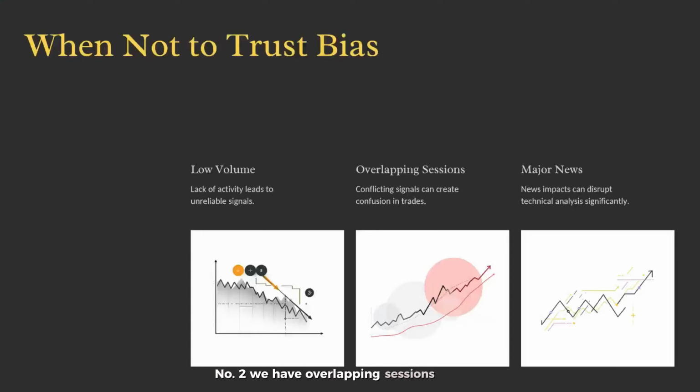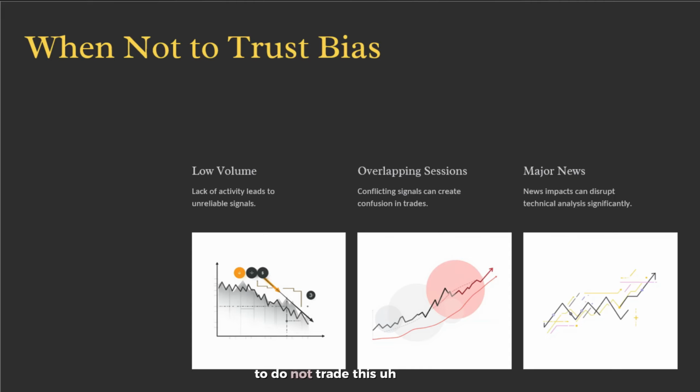Number two, we have overlapping sessions. Conflicting signals can create confusion in trades. Let's say during the transition from the Asian session to the London session, the market is not giving you a clear indication of where it's heading. Do not trade during the overlapping sessions. And also number three, we have major news. News impacts can disrupt technical analysis significantly. If you are not aware of the markets very well, it can stop you out and you lose your investment.